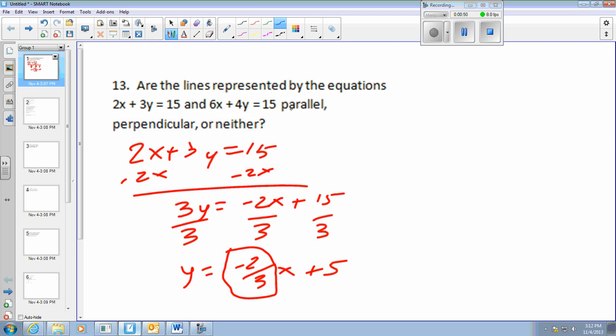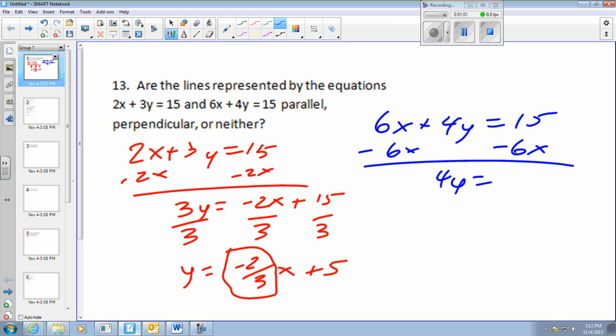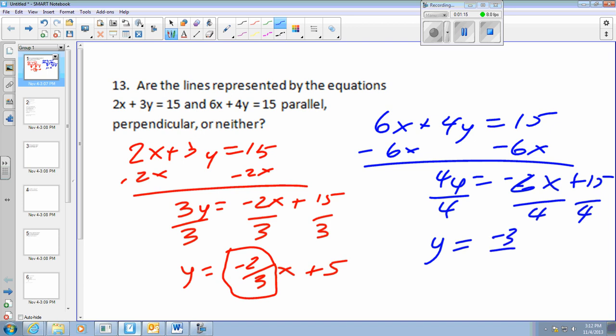The other equation, if I rewrite it and subtract the 6x from both sides, I get 4y equals negative 6x plus 15. Divide by 4, divide by 4, divide by 4. And I get y equals negative 6/4, which simplifies down to negative 3/2 x plus 15/4. Now the slope of this one is negative 3/2.